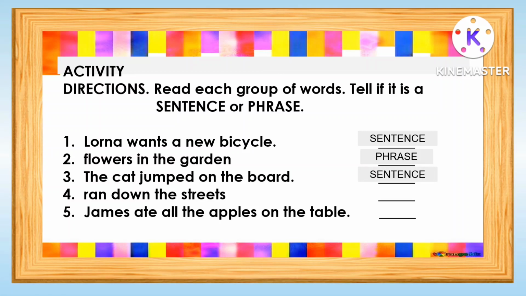Number 4, ran down the streets. The correct answer is phrase. Well done kids. And lastly, James ate all the apples on the table. The correct answer is a sentence. Very good.